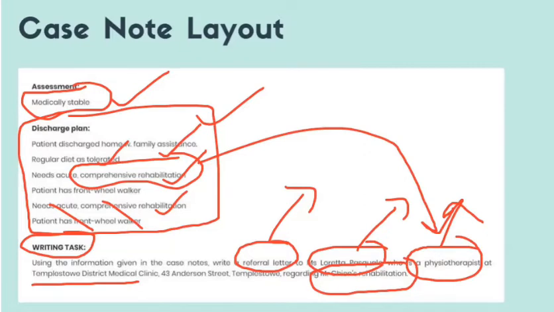So there will be a writing task. From now on, whenever you get a case note, first try to read the writing task. When you read the writing task, you will understand what the need of the patient is and to whom we are writing. After understanding the writing task, then go from top to bottom. Understand the name of the patient, social background, medical background, nursing management, discharge plan. So this is how you read a question paper.